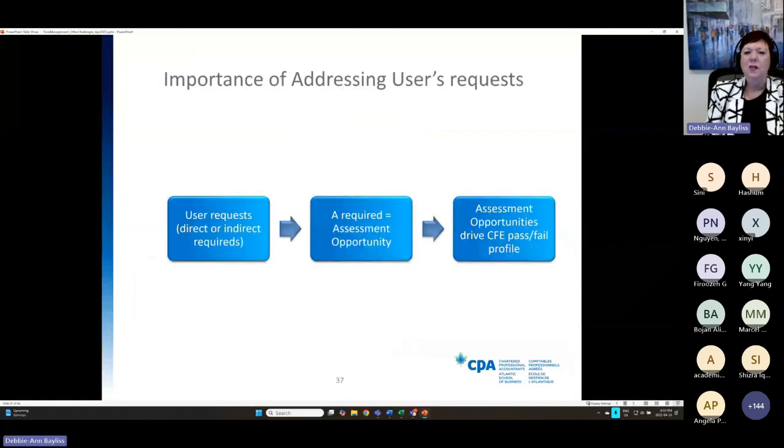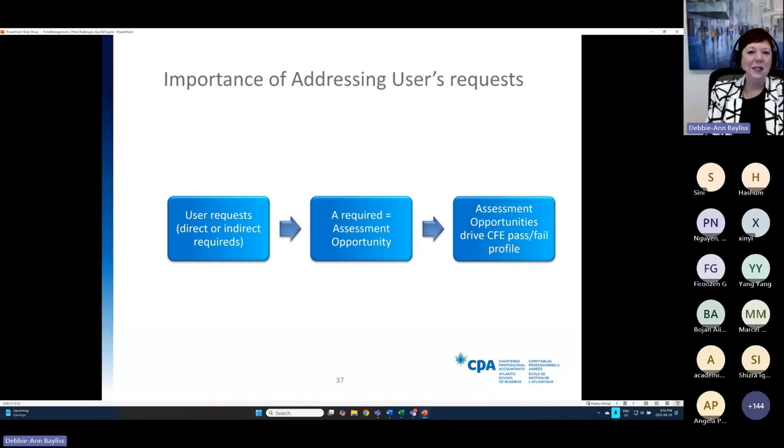Why is it so important to address the user's request? Well, a user's request, whether it's direct or indirect, is a required. It's what you need to do. A required is an assessment opportunity, and we know assessment opportunity is directly linked to the CFE passing profile. So a request, whether it's direct or indirect, is critical.